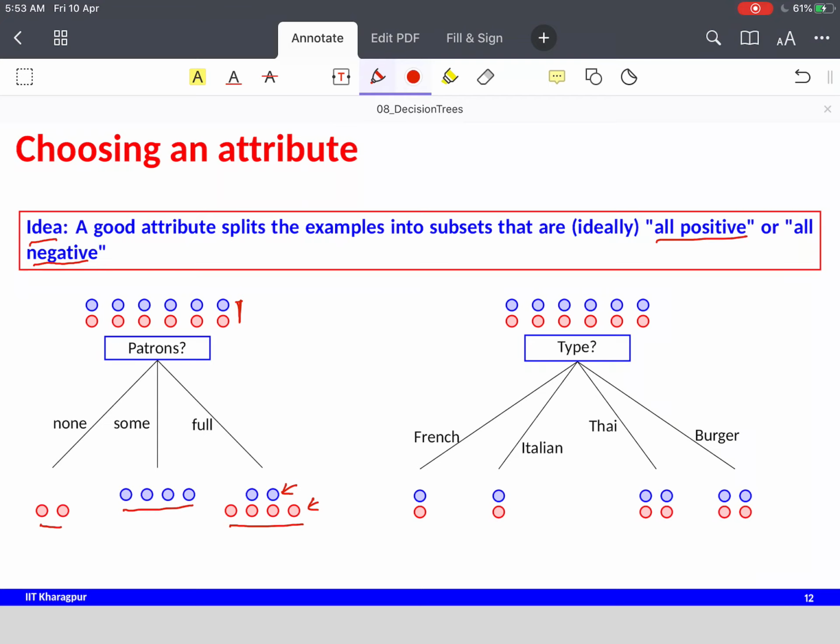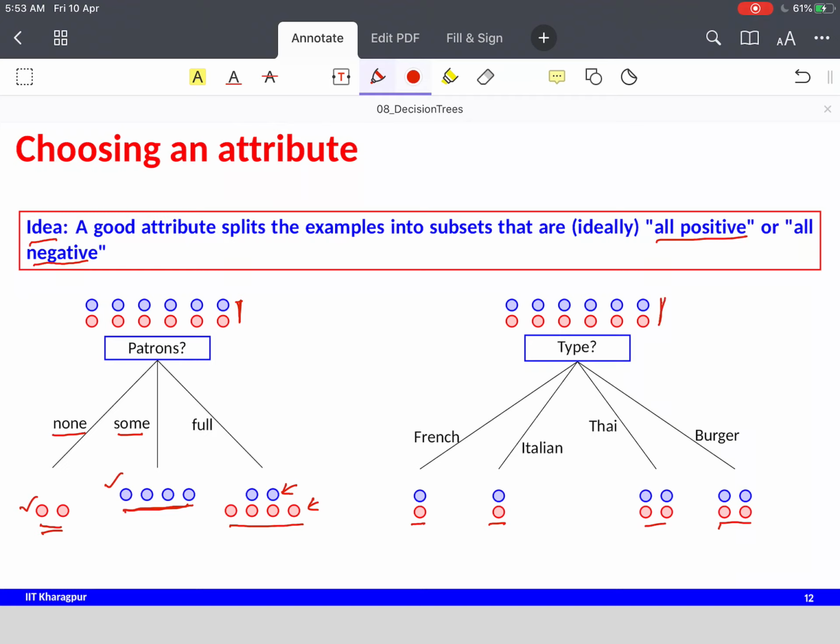And let's say we choose type as an attribute to split the examples. So when we have this type, what we observe is that it falls into the French category, both yes and no, Italian yes and no, Thai yes and no, and fast food or burger yes and no. Now the thing is, if I split with patrons, then for certain observations we can readily classify, because if it falls in none, then we are very sure that it will go into no. If it's some, then definitely it will go into yes.